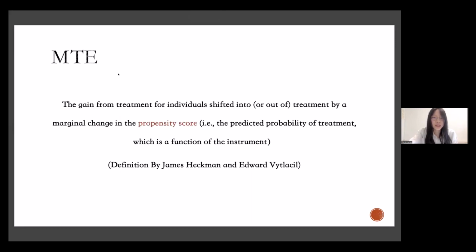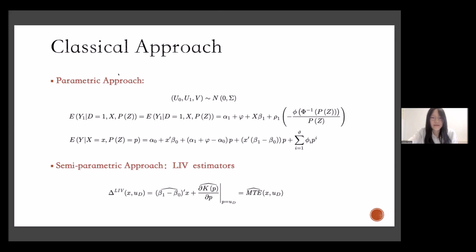And here we provide the definition from Heckman and Vytlacil on the MTE. The marginal treatment effect is the gain from the treatment for individuals shifted into or out of the treatment by a marginal change in the predicted probability of the treatment. They also gave the classical parametric and semi-parametric approaches on the MTE, as shown in the slide.